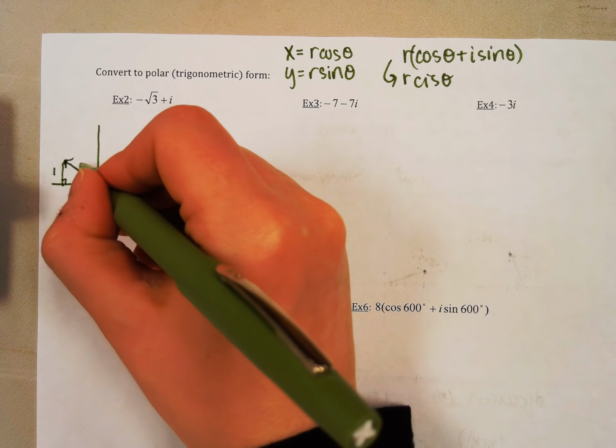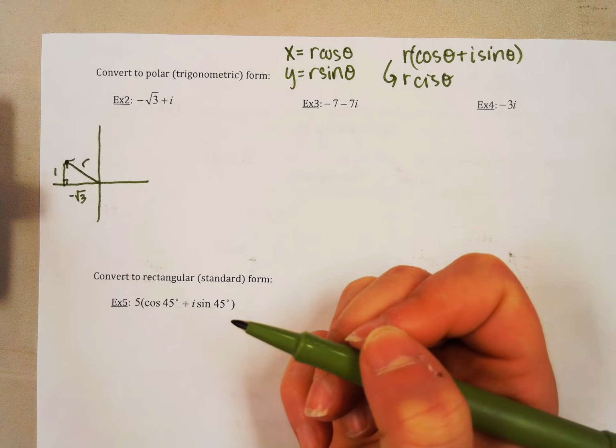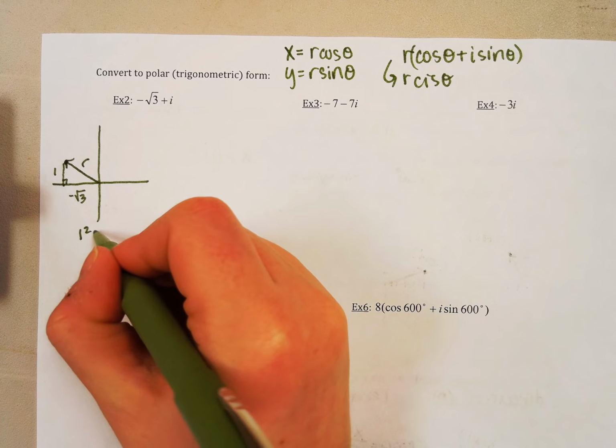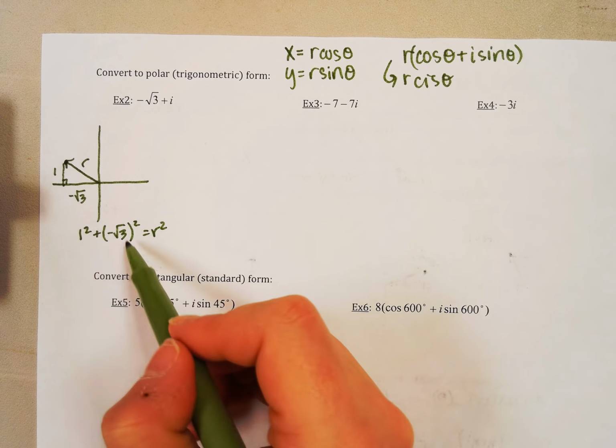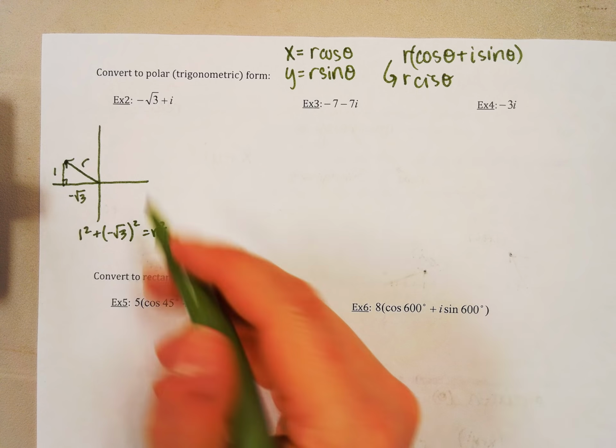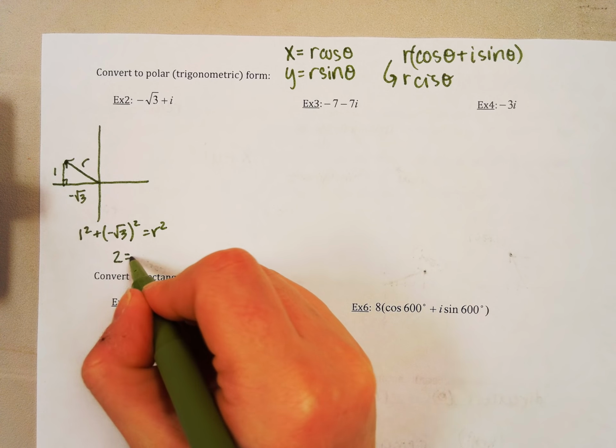So our r value is really easy to find because it's just the hypotenuse of our right triangle. We would do that by using the Pythagorean theorem. So we get 1 plus 3, and then the square root, so we get that our r value is 2.